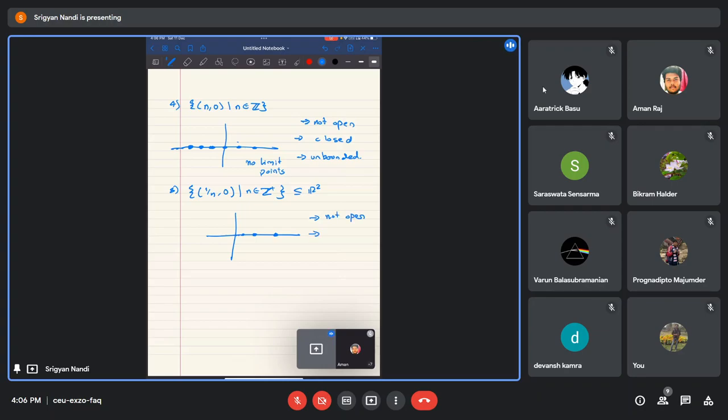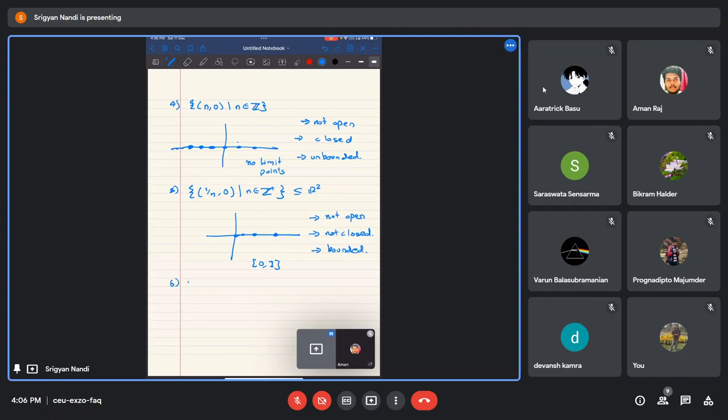This is not closed either, because as you can obviously see, 0 is a limit point for this set. However, 0 is not included in this set, so it's not closed. So we finally arrive at a set which is neither open nor closed, and this is definitely bounded, since it all lies within the closed interval [0,1]. This whole set is contained within that. So we have an example of a set that is neither closed nor open.